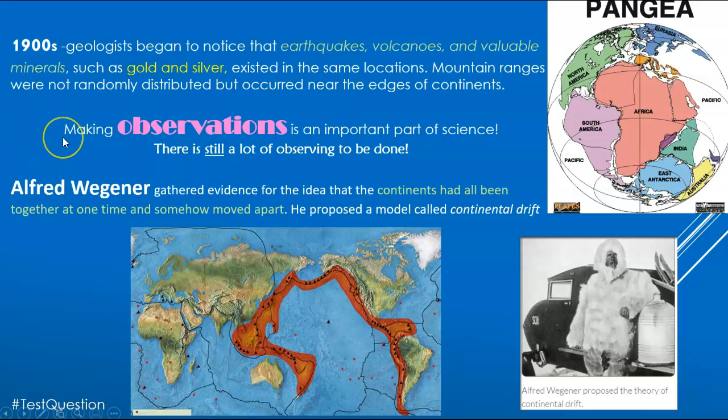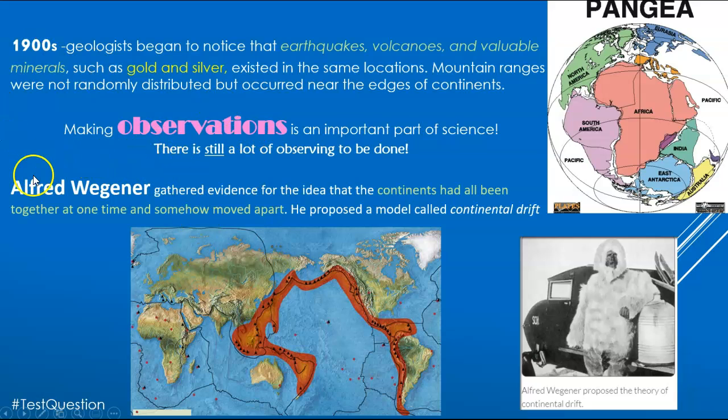So I highlight that making observations is an important part of science. It is a good skill to be able to look at things and notice details, notice the intricacy, notice that things are different in different places. And I always like to point out that there's still lots of observing to be done. So science today is making great progress, but we continue to make more progress. We continue to understand how things work better as people make observations.